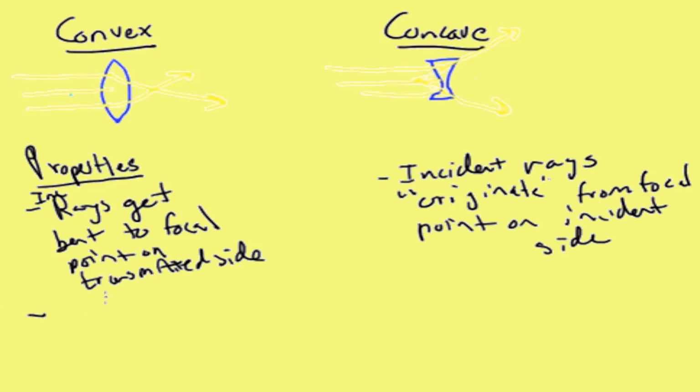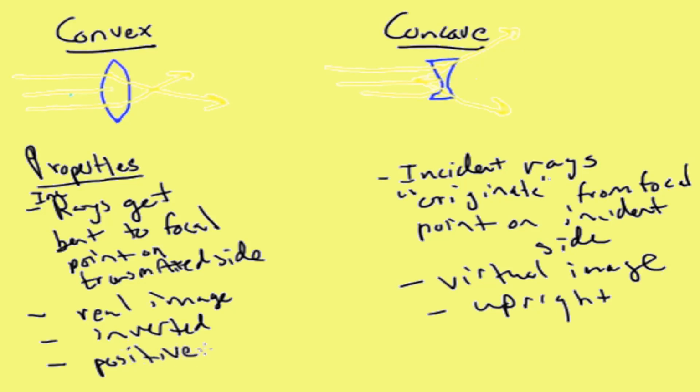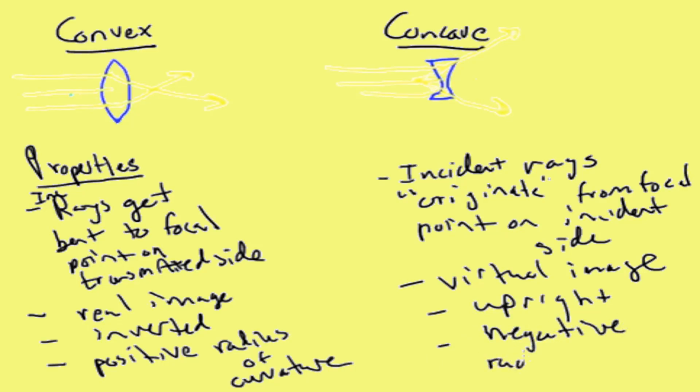So a convex lens is usually used to form a real image, and a concave lens can only form a virtual image. And then this image will be inverted. When real, it is inverted, and then this will be upright. And this has a positive radius of curvature, going back to the lens maker equation. This one has a negative radius of curvature. These are sort of the basic properties.